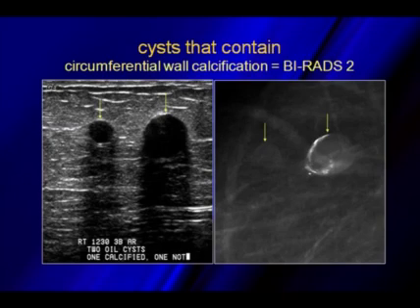Now, another thing is circumferential wall calcifications. This is also a BI-RADS 2. This is where it's very helpful to look at the mammographic findings, because you will see that the wall is calcified much more easily on the mammogram.